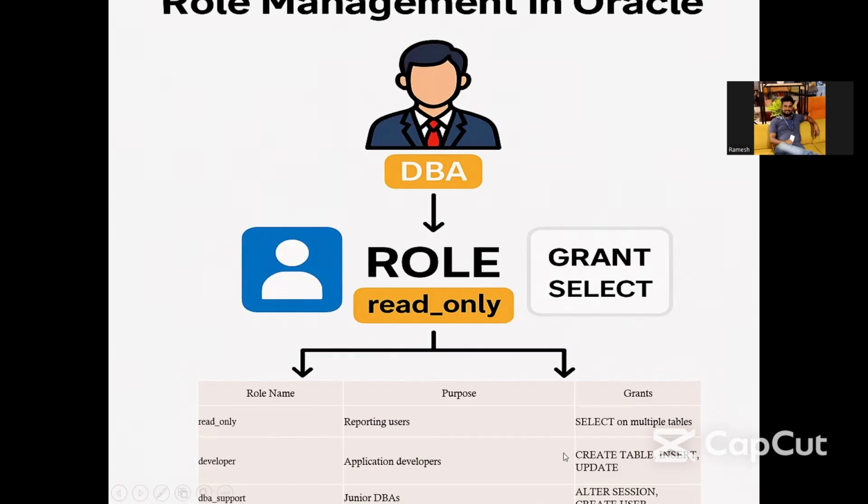If it is a developer, inside the developer role we can mention create table, insert, update, alter, and so on. So if a new developer joins, we can simply assign the developer role to the user. Based on the roles, we assign them to the users. Last is DBA support. If he is a junior DBA, we can assign ALTER SESSION, CREATE and so on.